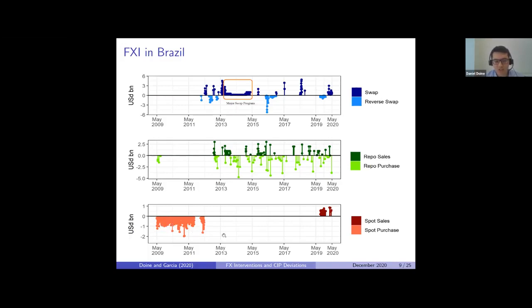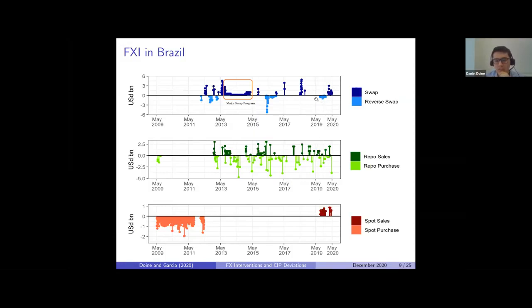From 2009 until 2012 was a time that Brazil was increasing its international reserve. So these operations, the central bank buying currency on the spot market, were increasing its reserves, right? On the other hand, we see that the selling of reserves occurs only more recently, okay? Basically, this first movement was the central bank changing the mix of the intervention. So it was selling reserves, but at the same time it was using the reverse swap.